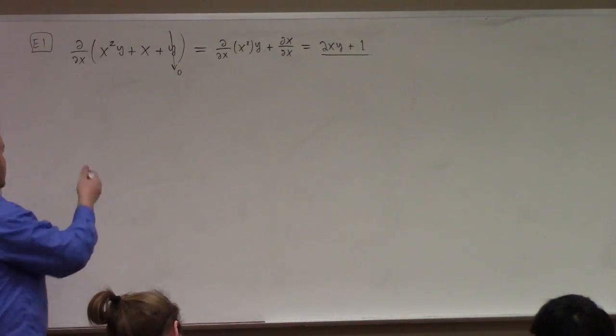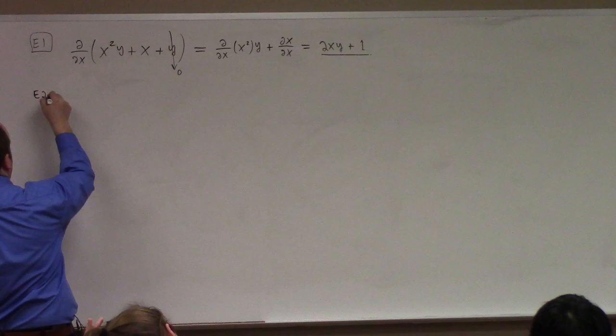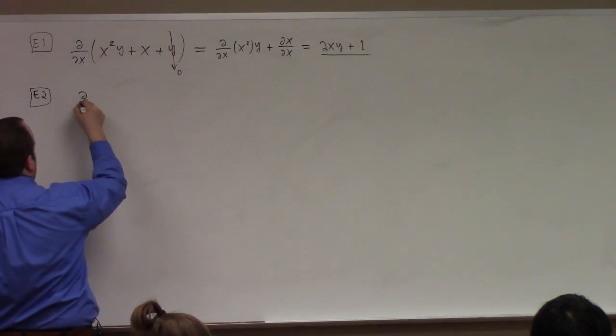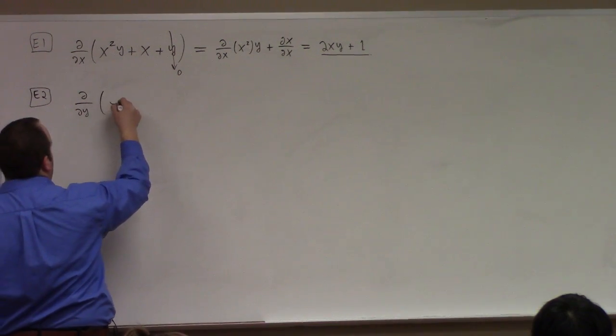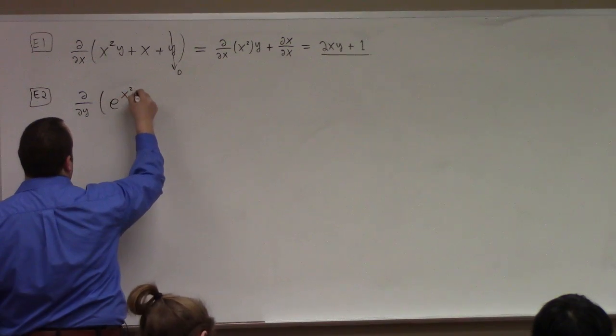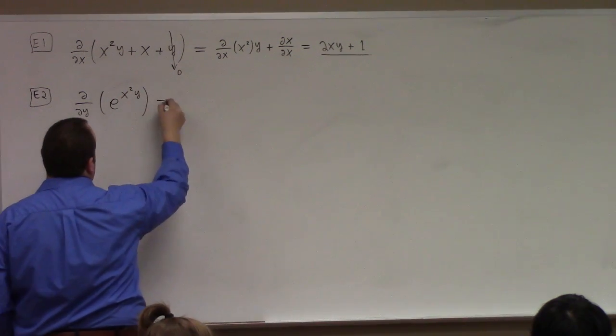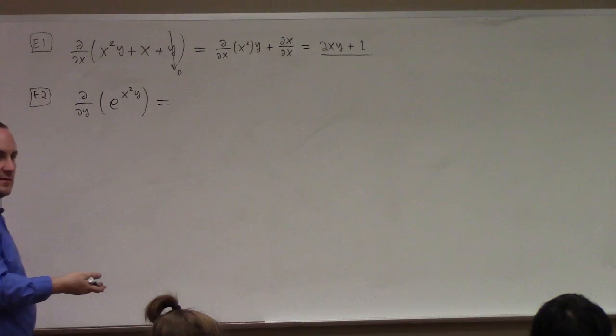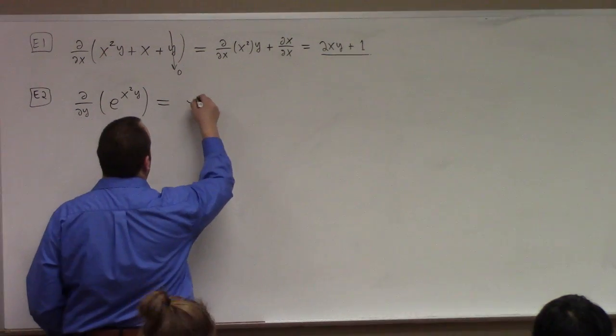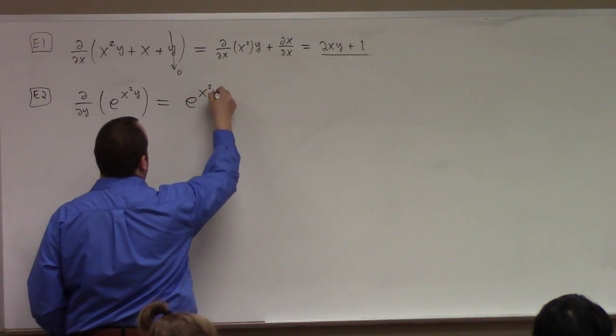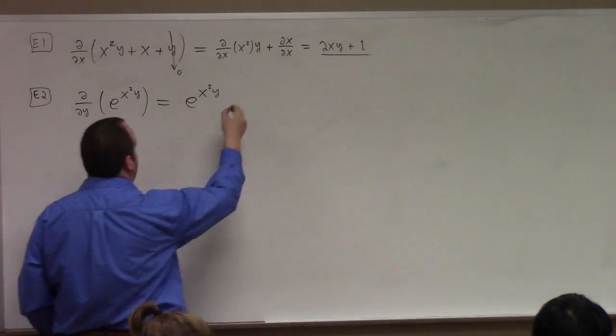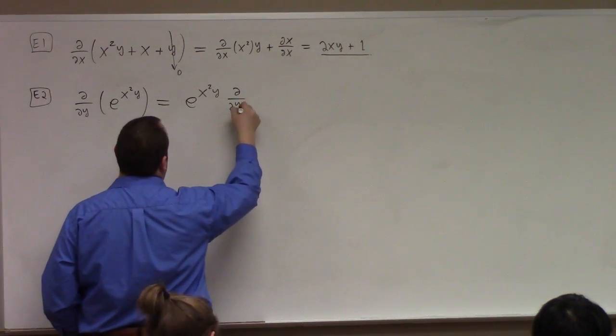Just a few more examples so we get the sense of it. Example 2. If I was going to take the partial derivative with respect to y of e to the x squared times y, there's a chain rule. So we do e to the x squared y because that's the outside function. And then I do partial y of the inside function.